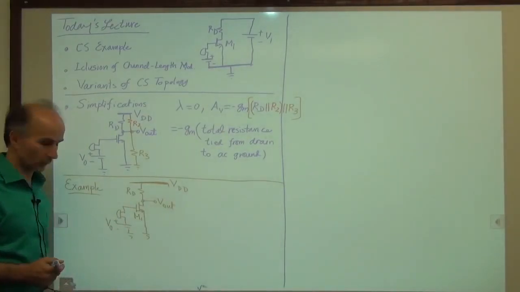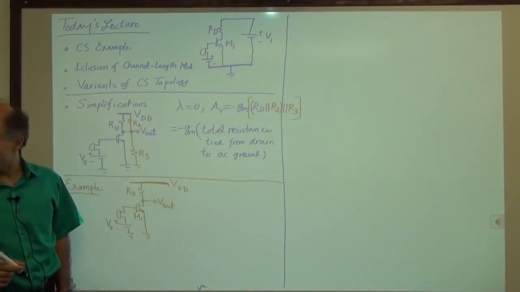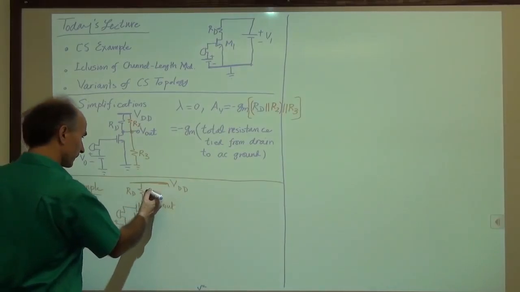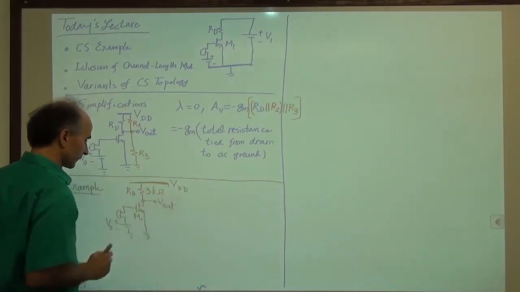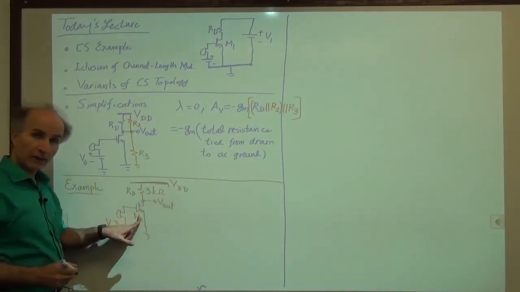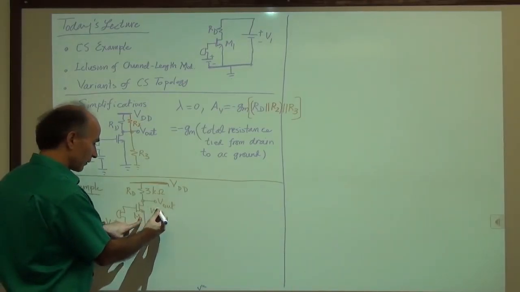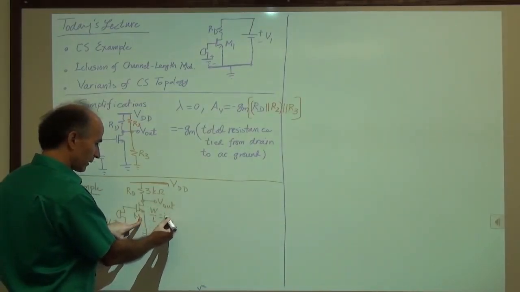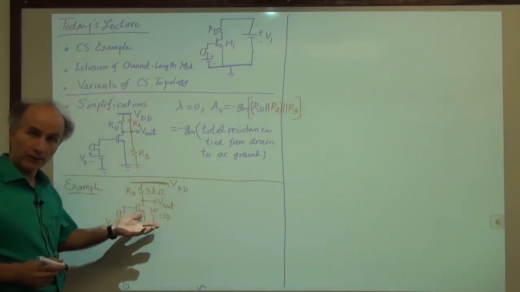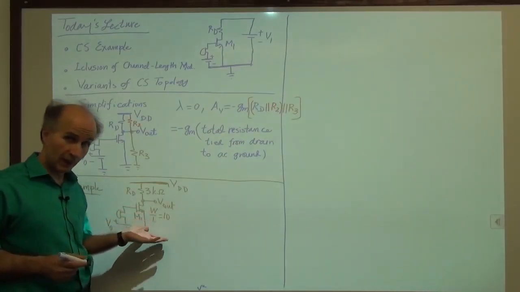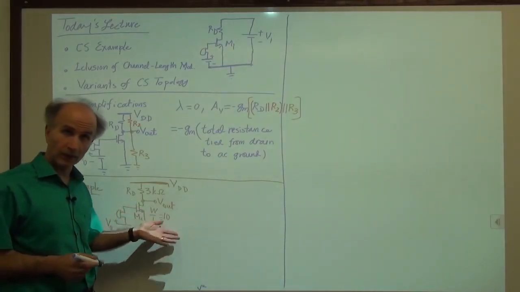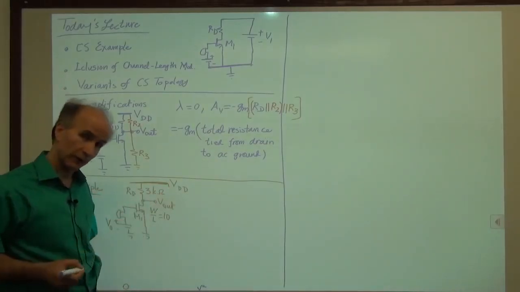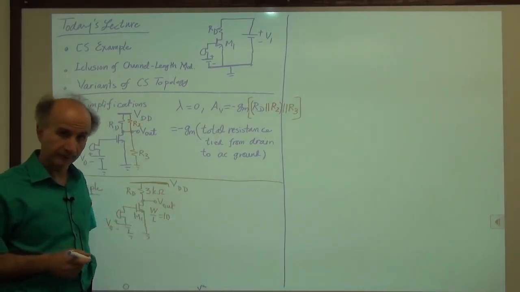Now what we know are the following. I have chosen RD to be 3 kilo ohms. So this is 3 kilo ohms. And for this device, I have chosen its W over L to be 10. Now, we often use this in our examples. It doesn't mean it has to be 10. It can be 5, it can be 1, it can be 100, depending on what you're trying to do. But just as an example.